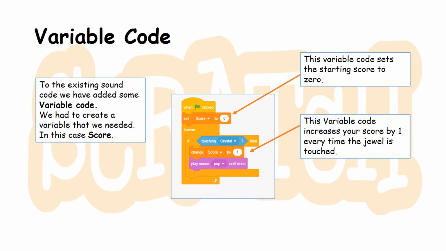Variable code. To the existing sound code, we've added some variable code. We had to create a variable that we needed, in this case, score. This variable code sets the starting score to 0. The next variable code, change score by 1, increases your score every time the jewel is touched.